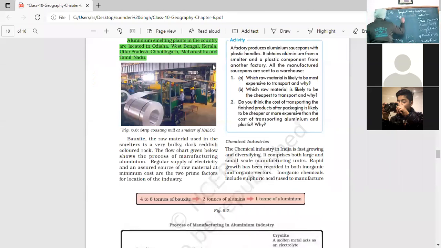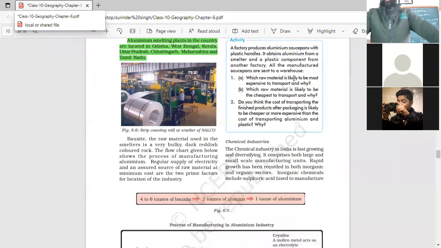Bharat Aluminium Company Limited, Balco, and National Aluminium Company Limited, Nalco. These two public sector agencies are responsible for the smelting of aluminium in our country. The ore of aluminium, bauxite, is also known as a weight losing industry. Aluminium smelting is also known as the weight losing industry.